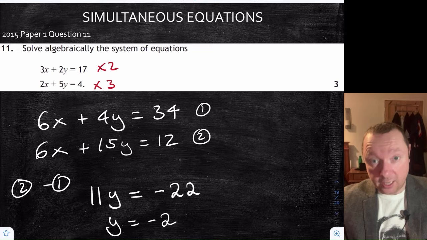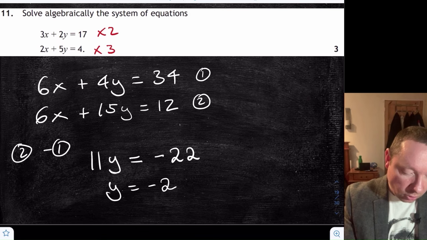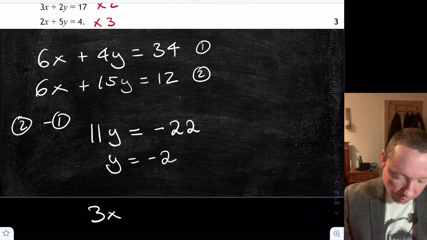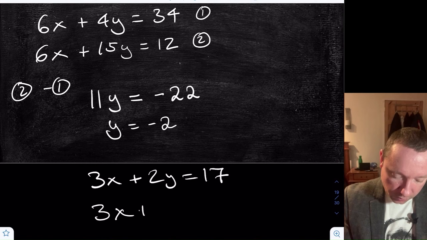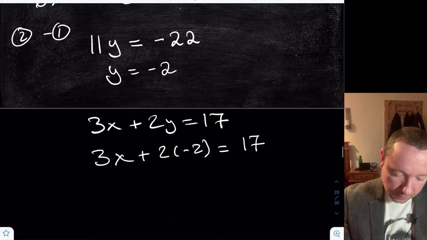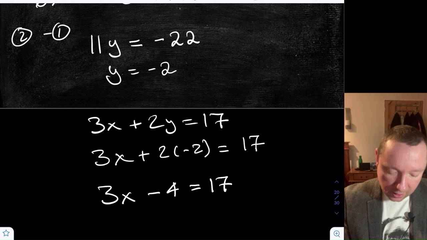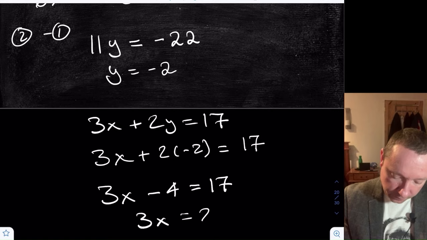So given that y is minus 2, we can just substitute that into any equation that we've already used. So I'll just use the top one, 3x plus 2y equals 17. So we can just do 3x plus 2 times minus 2, because y is minus 2, equals 17. 3x take away 4, and then solve the equation. Add in 4, 21, 17 plus 4 is 21. So we get our final answer is x equal to 7 for our second mark.